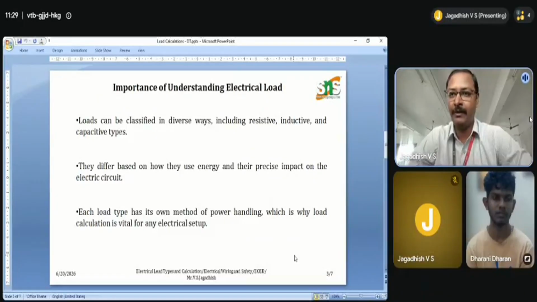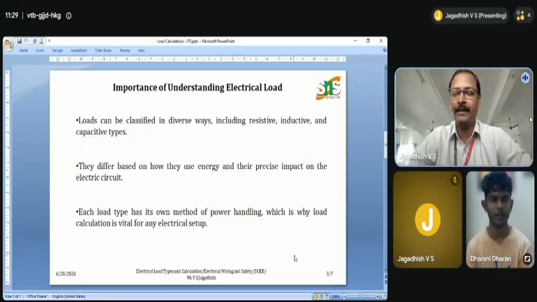When you talk about a capacitive type of load, as the name indicates, it consists of capacitors, where energy is stored for a certain duration of time and delivered whenever it is required. So it is a temporary storage kind of device. If the load is like that, we call it a capacitive type of load.